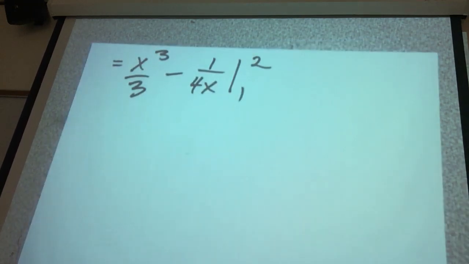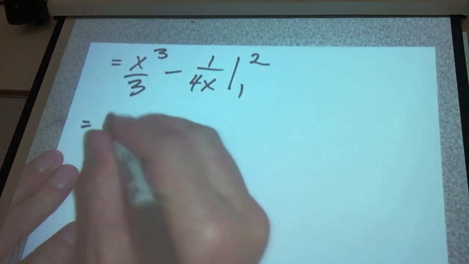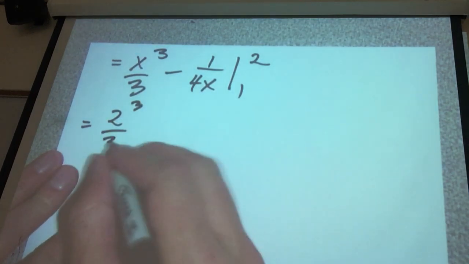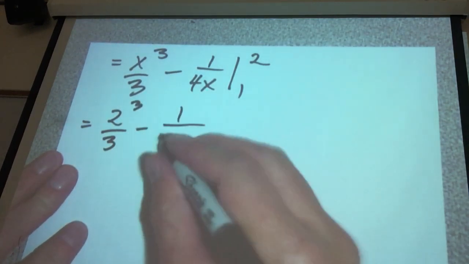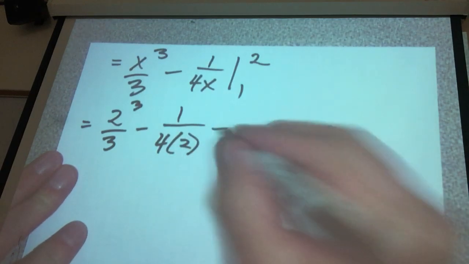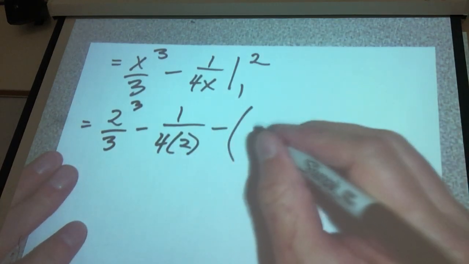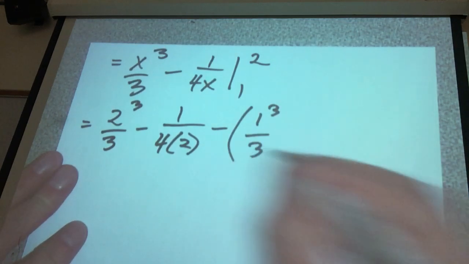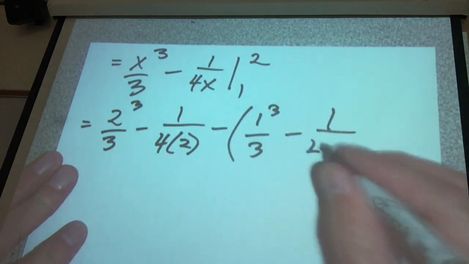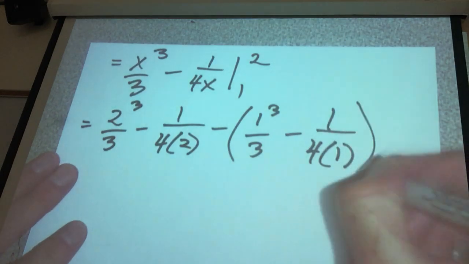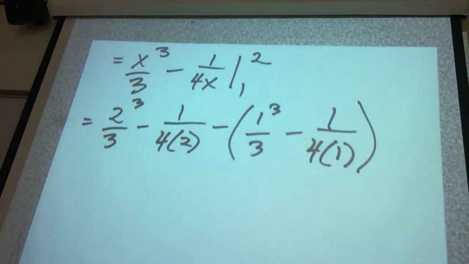So this will equal, now 2 cubed divided by 3 minus 1 divided by 4 times 2, and then minus, let's put a big parentheses. That would become 1 cubed divided by 3 minus 1 divided by 4 times 1. Okay. And in my class, it's perfectly acceptable if you want to leave the answers like that. That is an acceptable answer. It is correct. But if you start simplifying things and you mess it up, then I'm going to have to take a point off.